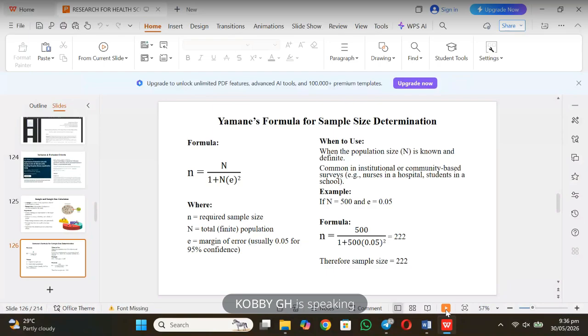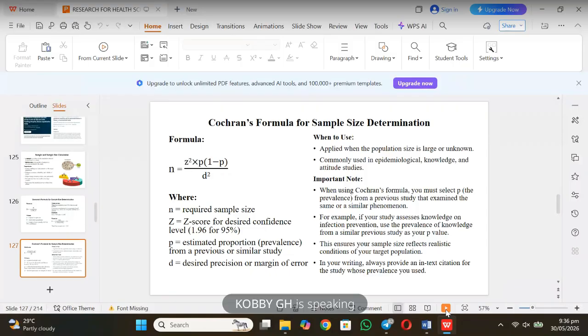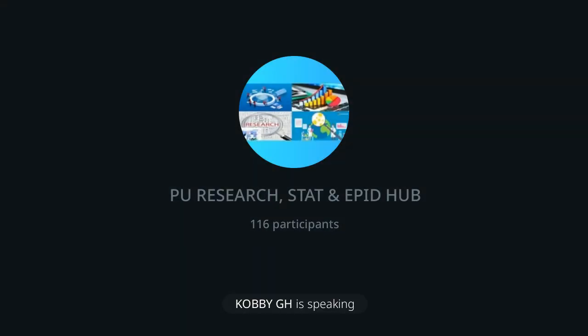Let's go to Cochrane's formula. In what situations are you going to use Cochrane's formula? When the sample size is unknown. When you do not know the sample size, that is one. What's the second?